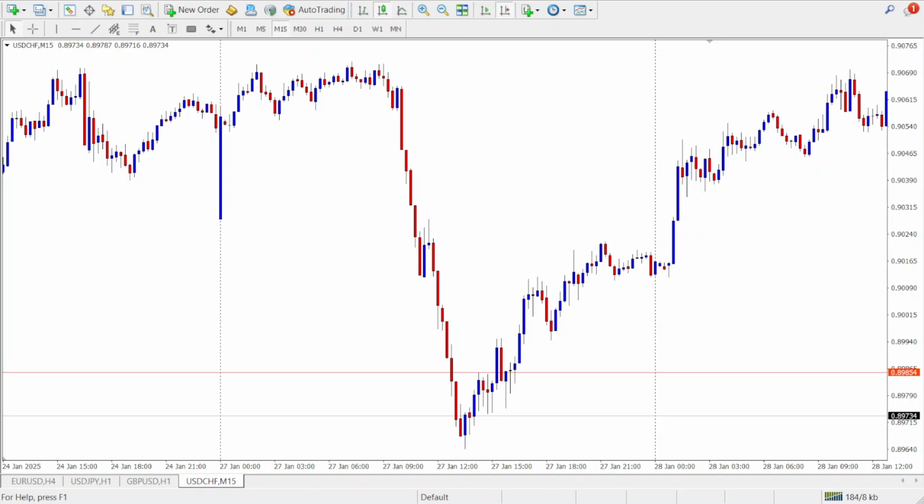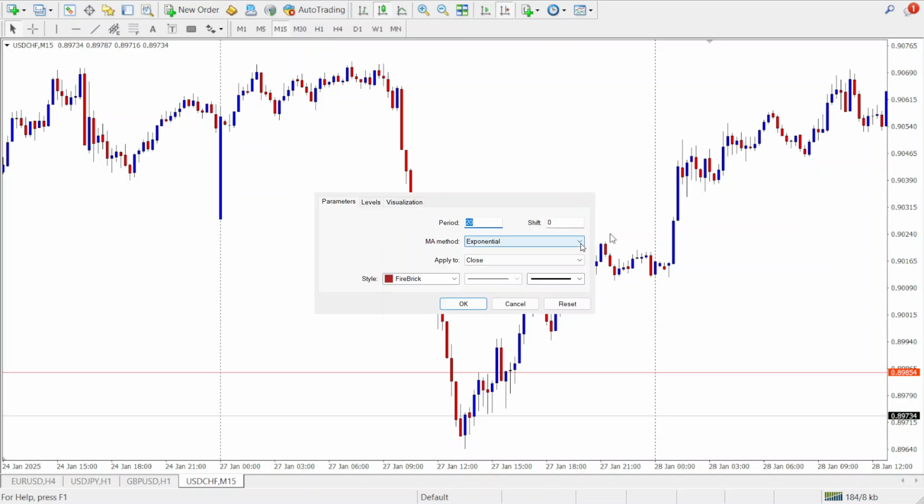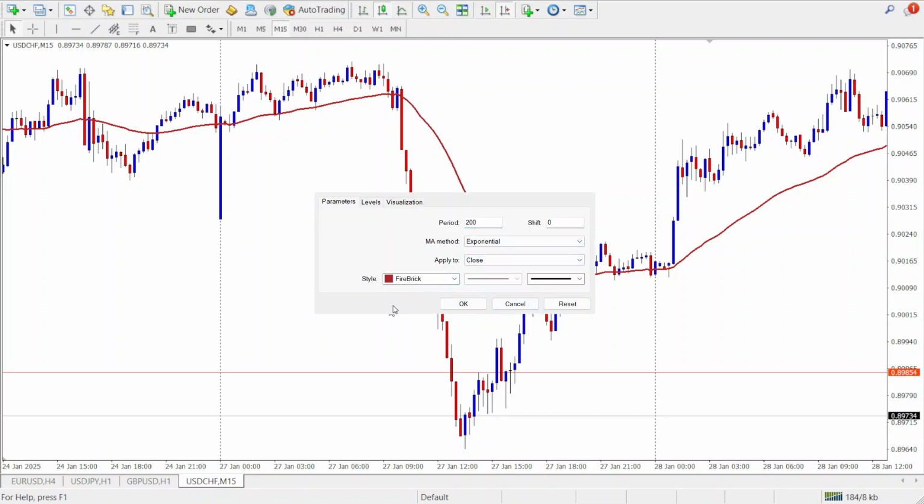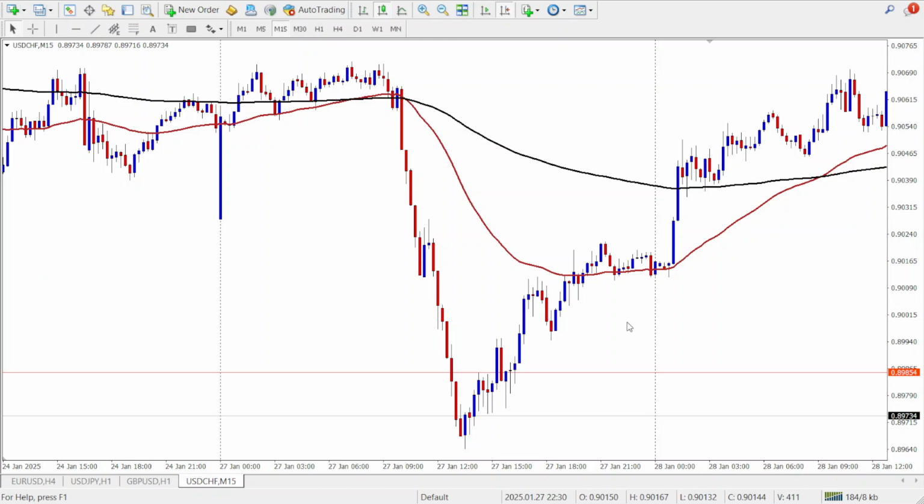Let us start with the basics. Now, the moving average crossover strategy occurs when a short-term moving average crosses over a long-term moving average. For the purpose of this video, we are going to be using the 50 EMA and the 200 EMA. So these two moving averages are usually simple moving average or exponential moving average. The common periods are usually the 50 period and 200 period.